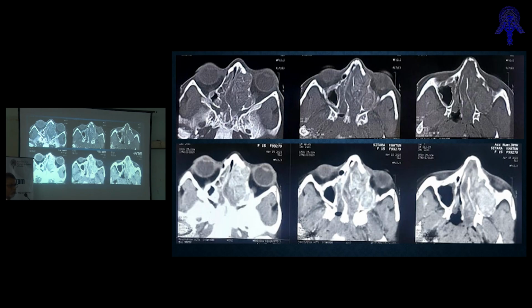There is a mass lesion involving the left maxillary sinus and nasal cavity. This is a heterogeneous mass lesion. There is no particular bone destruction I can comment on, but there is definite bone thinning in the posterior wall of the maxillary sinus. Yes. And what is the content of the lesion?